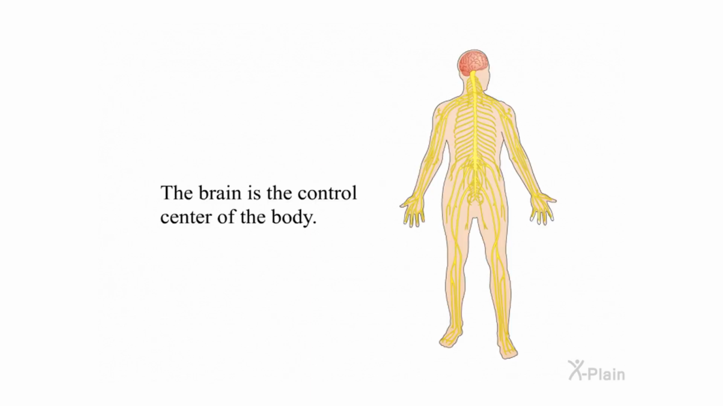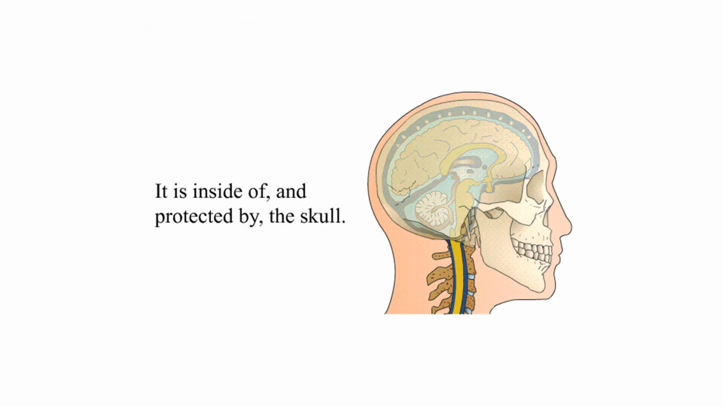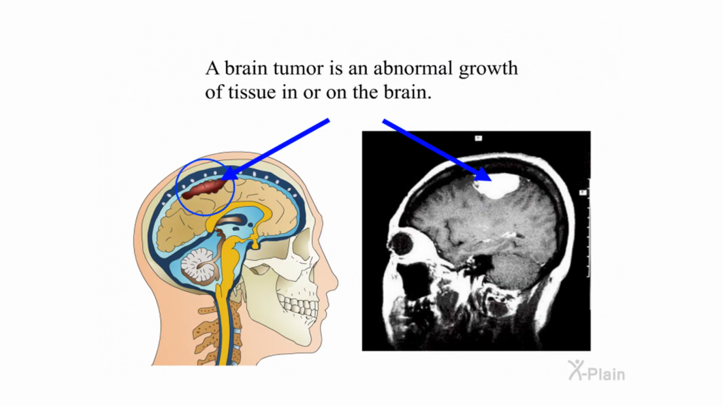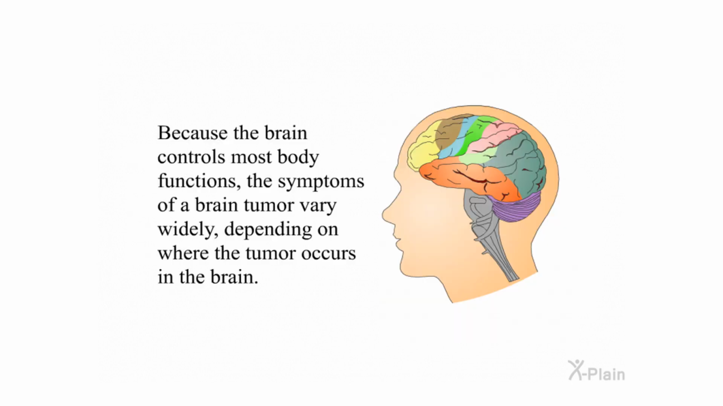Anatomy. The brain is the control center of the body. It is inside of and protected by the skull. The spinal cord connects the brain to the rest of the body. A brain tumor is an abnormal growth of tissue in or on the brain. This abnormal growth not only interferes with the normal functioning of the brain, but if left unchecked could result in death. Because the brain controls most body functions, the symptoms of a brain tumor vary widely depending on where the tumor occurs in the brain.